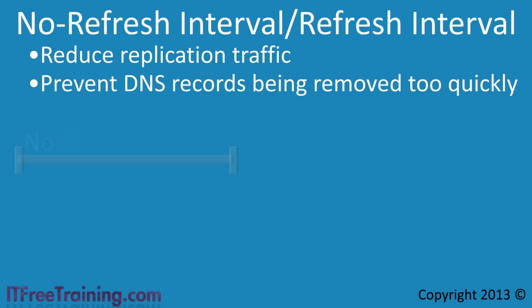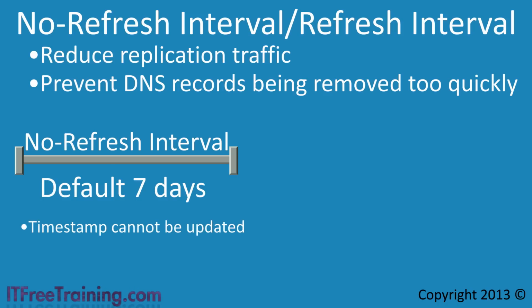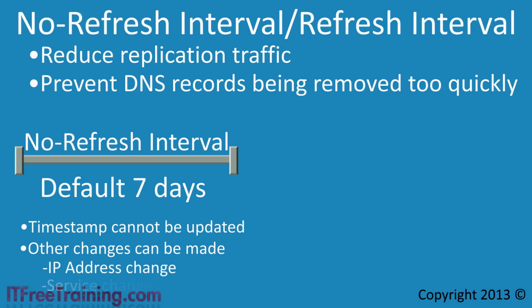First of all, I will look at the No Refresh Interval. By default, this is configured for 7 days. In this time, the timestamp alone cannot be updated. This helps reduce the amount of replication traffic, but there are other changes that can happen to a DNS record. These changes are allowed to be made during this period. It is only if the timestamp is attempted to be changed by itself in this period that it is not allowed. For example, changes like the IP address changing or for a service record or port changes are allowed.